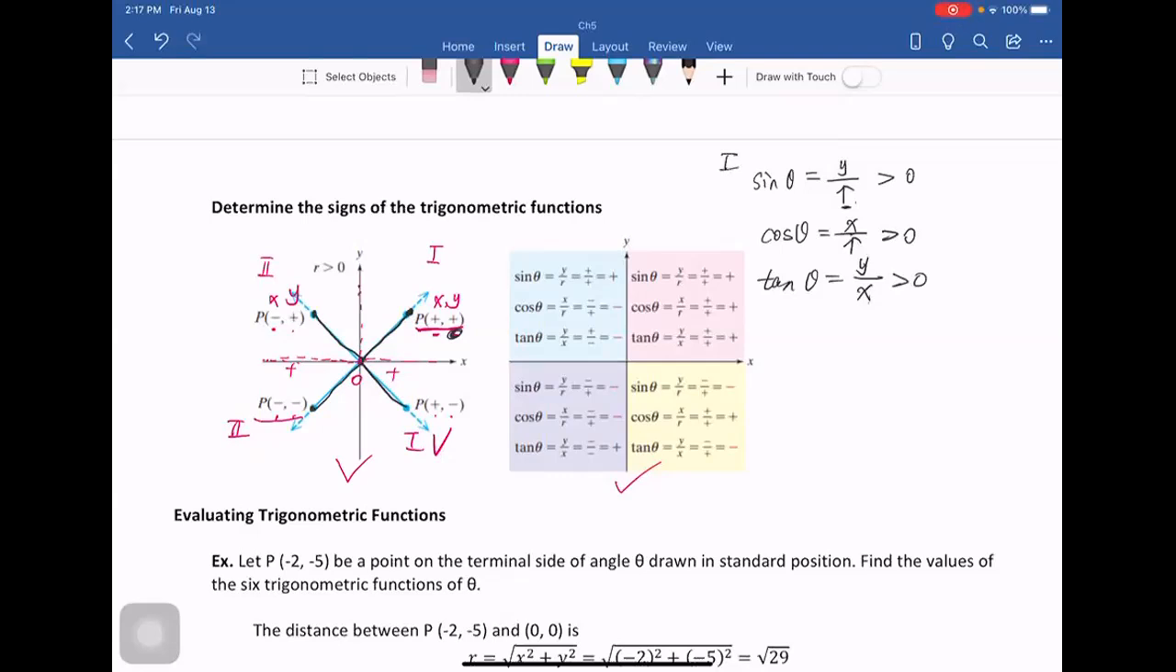How about the second quadrant? In the second quadrant, the point P is negative, positive. So sine theta equals y over r. R is always positive, and y here is positive, greater than 0. How about cosine?